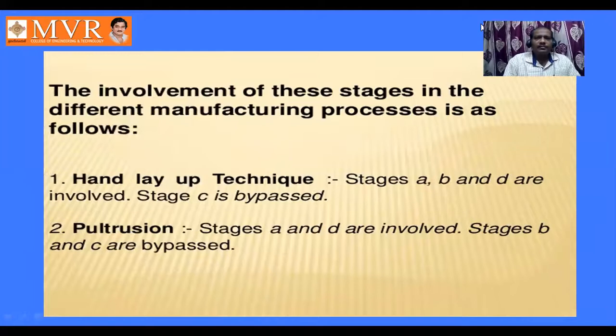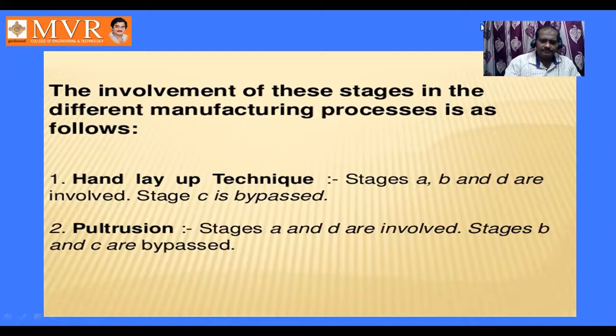The involvement of the stages in the different manufacturing processes is as follows. In hand layup technique, stages A, B and D are involved. Stage C is bypassed. In pultrusion, stages A and D are involved. Stages B and C are bypassed. What are stages A and D?